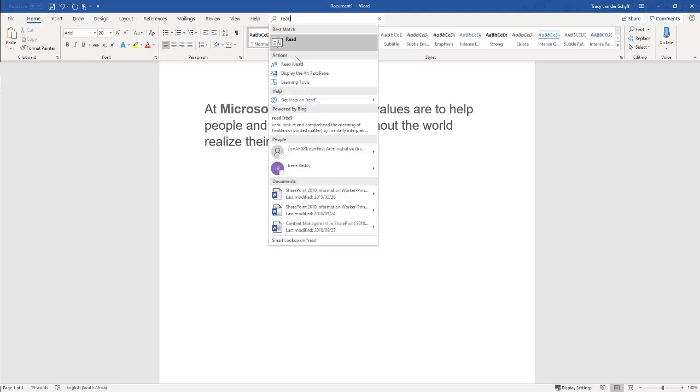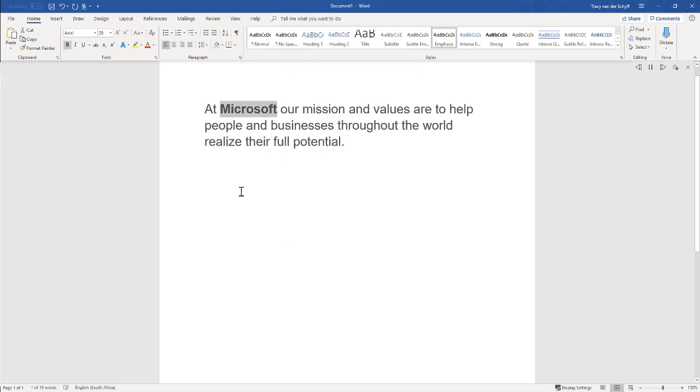search for Read Aloud. Now, when you search for At Read Aloud, Microsoft, our mission and values are to help people and businesses throughout the world realize their full potential. it started on its own.